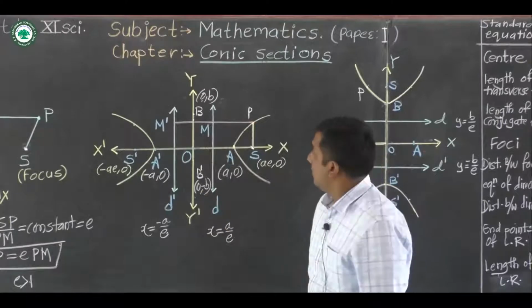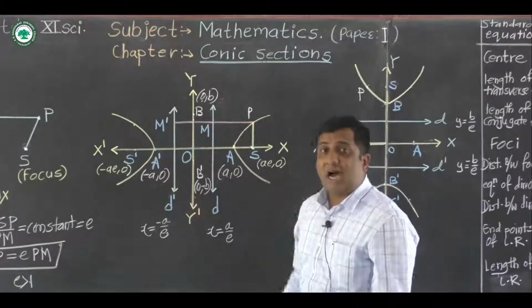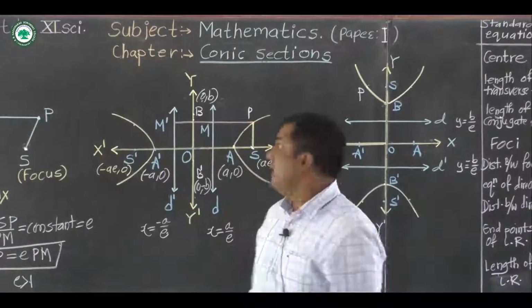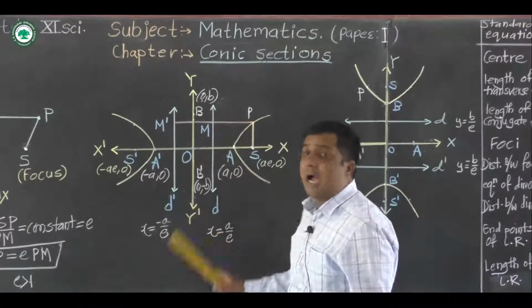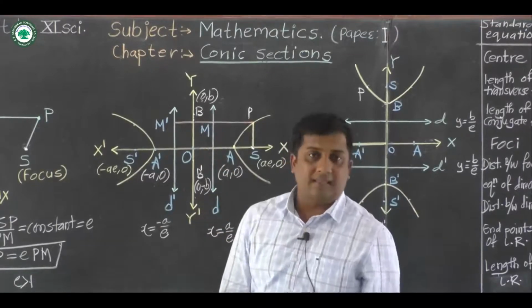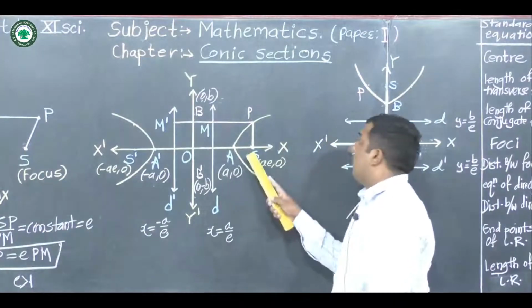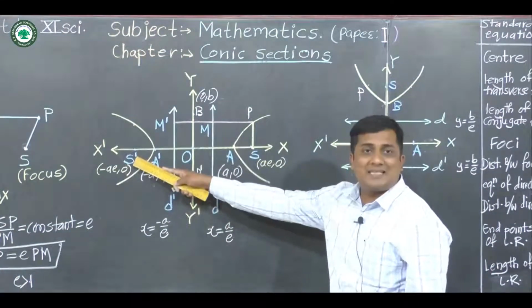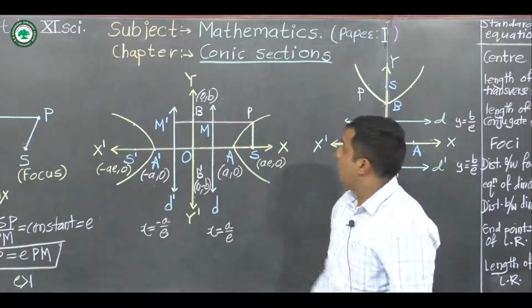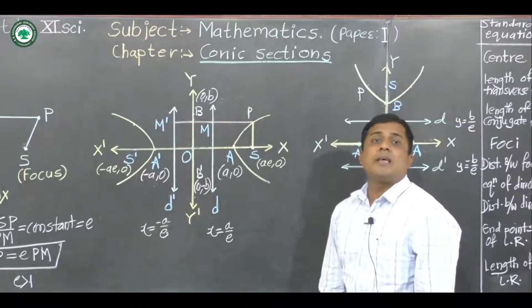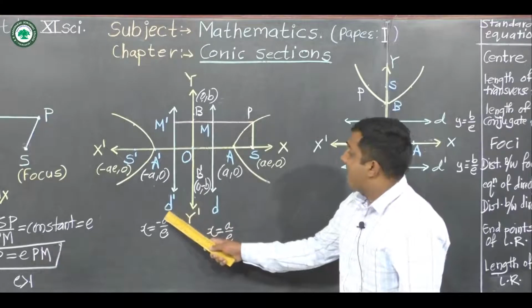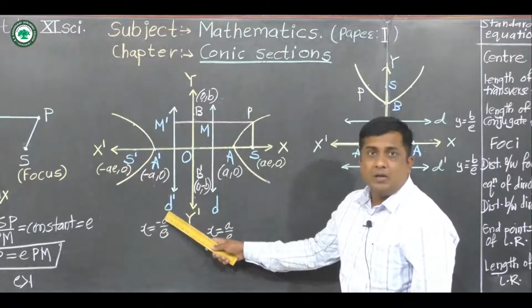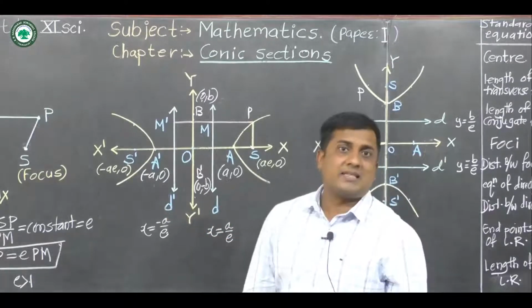Here remember a and a dash are on the x-axis, and b and b dash are on the y-axis. Here we consider a fixed point S, and on the opposite side it is S dash. Then we consider the fixed lines. Here d and d dash are fixed lines. We call these the directrices.